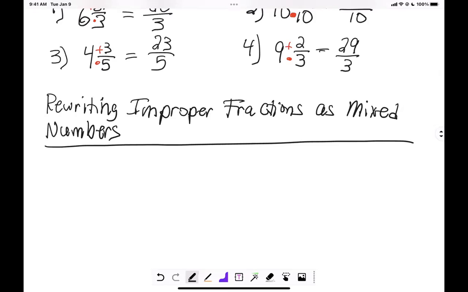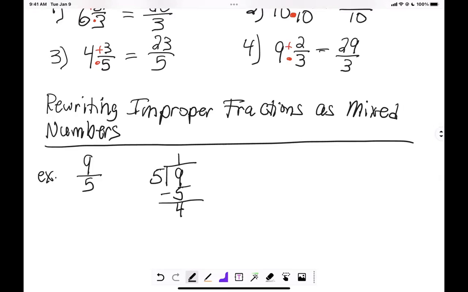Okay, so let's say I have 9/5. So this is my example. And I want to make it into a mixed number. Okay, so you can always do long division, and I'll show you what that means. So how many 5s are in 9? 1. 1 times 5 is 5. I have 4 left over.